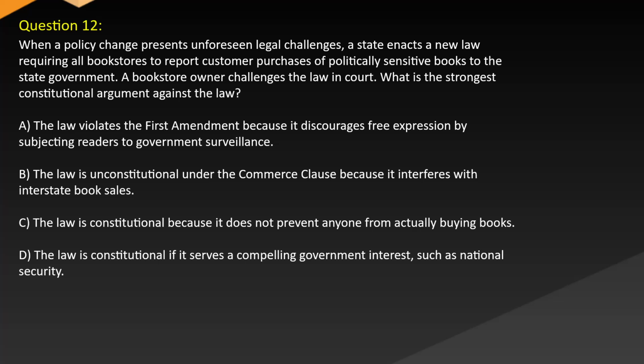Question 12. A state enacts a new law requiring all bookstores to report customer purchases of politically sensitive books to the state government. A bookstore owner challenges the law in court. What is the strongest constitutional argument against the law?